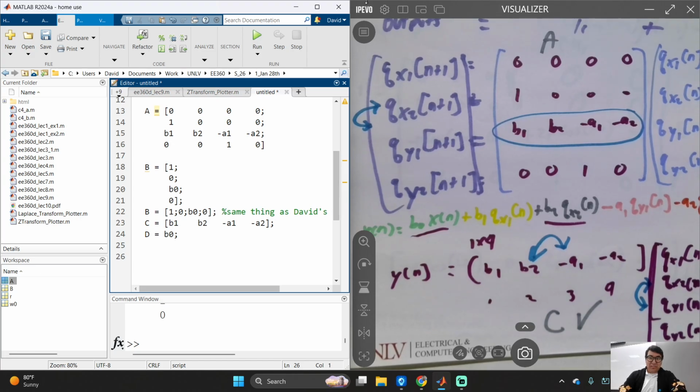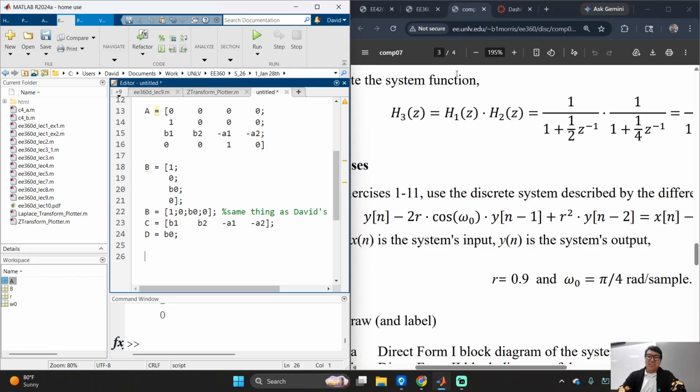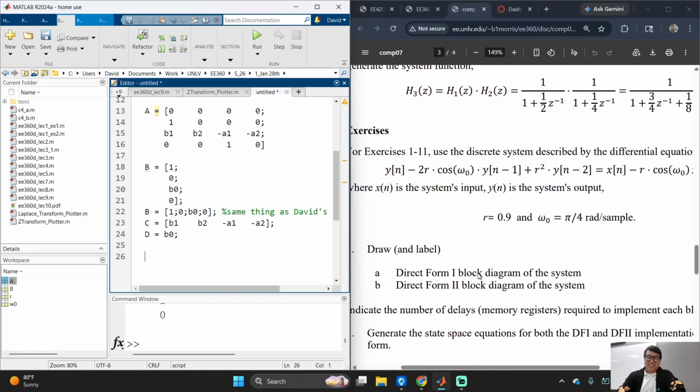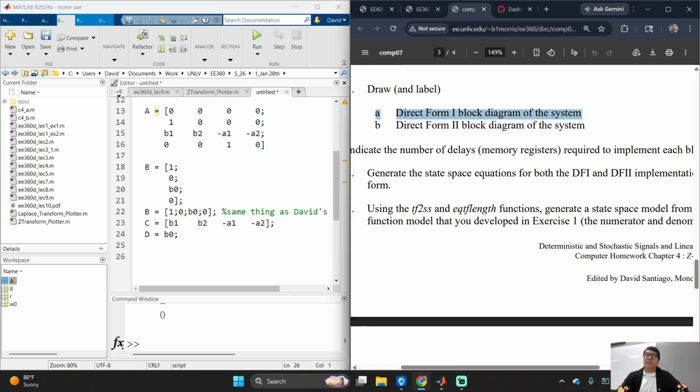So, how do we do things with this? Okay, we're at that point where we got our assignment: draw a direct form 1 block diagram. But you have to define your states and show that to the grader, what you're trying to do. Funny enough, let me give you a very big warning.